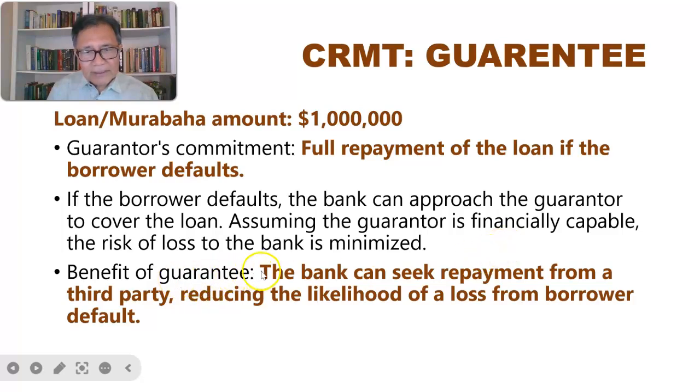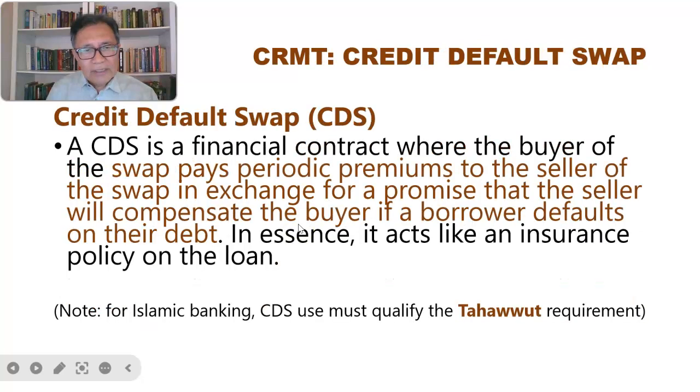So the benefit of guarantee is that the bank can seek repayment from a third party, that is the guarantor, reducing the likelihood of loss from the borrower defaulting. This can also help the bank reduce the capital requirement, because by having a guarantor against the murabaha facility, the risk weight can further be reduced to 20% or 30%, and therefore freeing capital regulation, which is something that is welcoming to the bank.